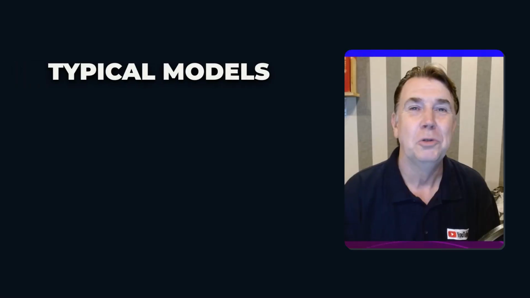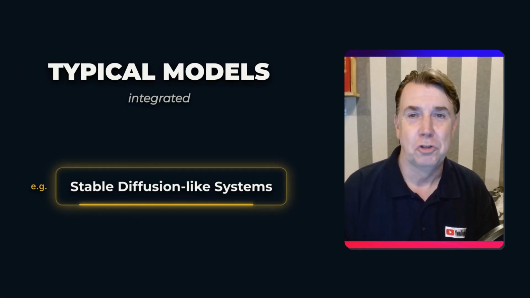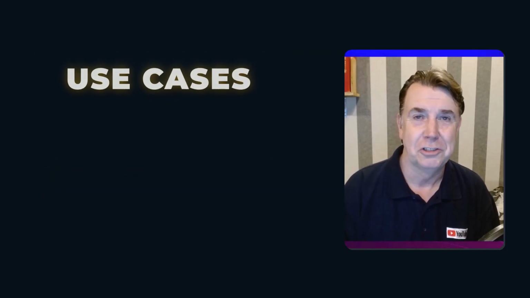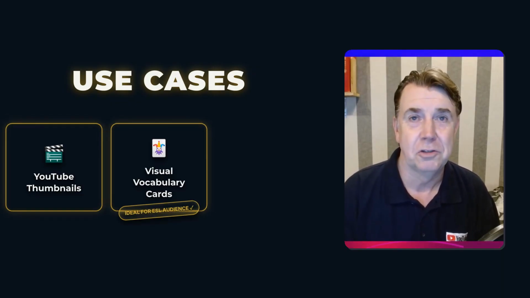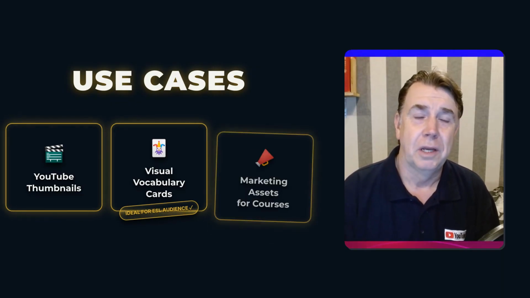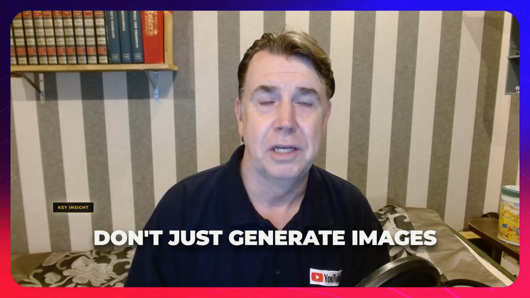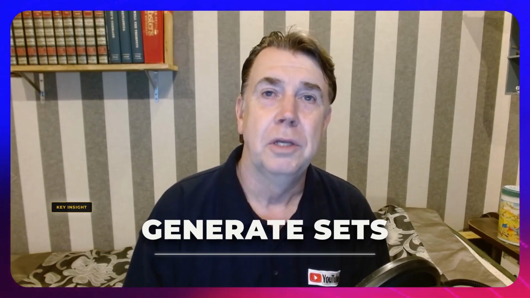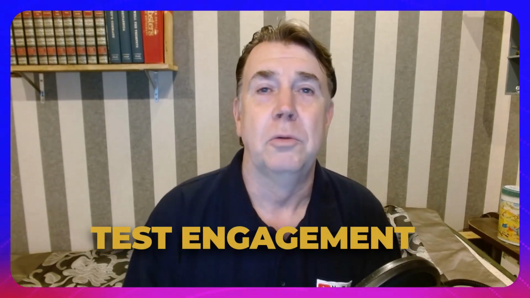B. Image generation. Typical models integrated: diffusion-based generators, e.g. Stable Diffusion-like systems. Use cases: thumbnails for YouTube, visual vocabulary cards, ideal for your ESL audience, marketing assets for courses. Key insight: don't just generate images, generate sets with variation, style, lighting, context, to test engagement.